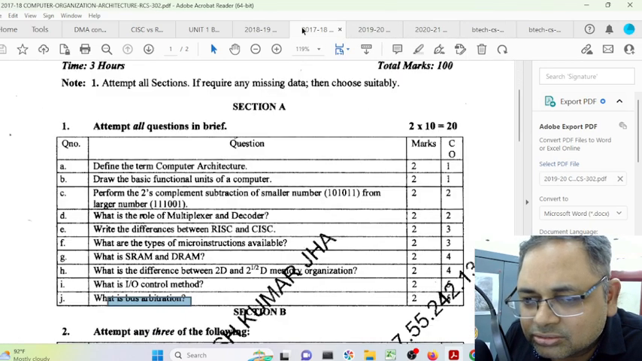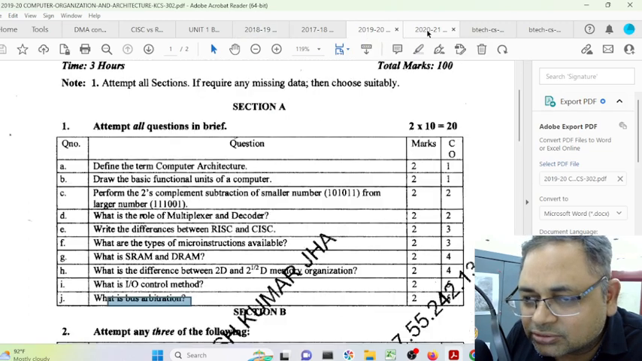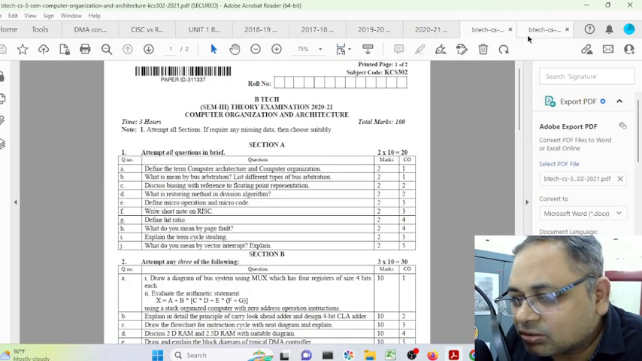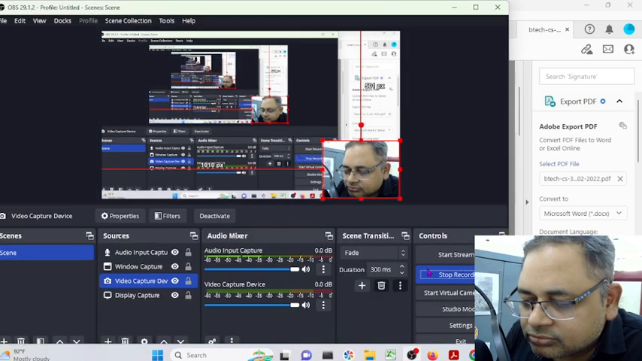This is a small and correlative study of 2 marks questions of COA. Thank you.